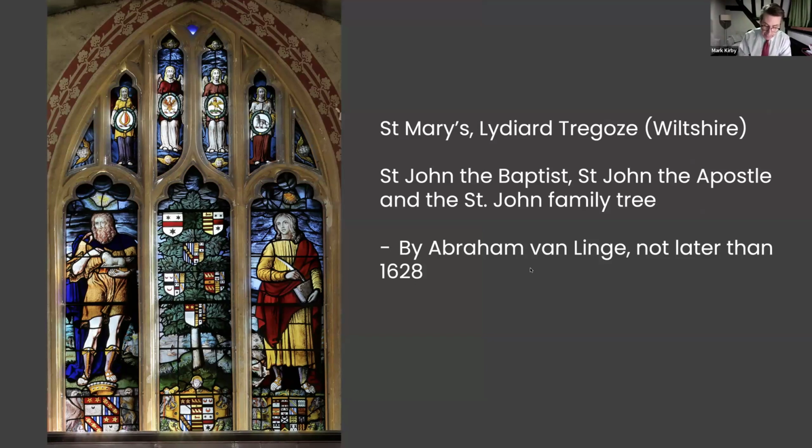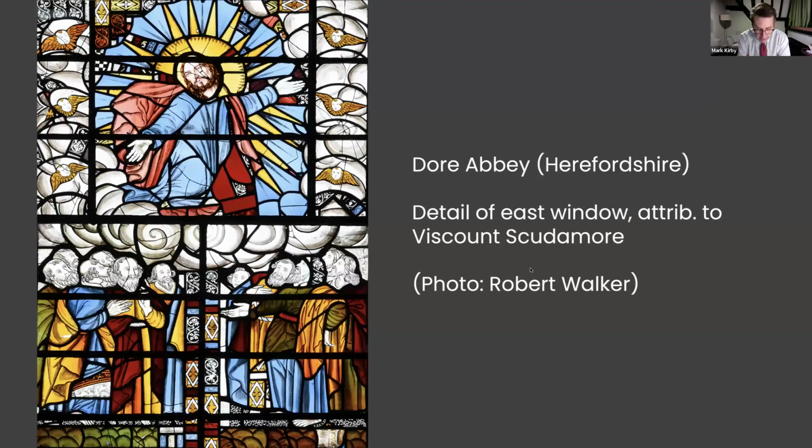In another example, Viscount Scudamore installed two almost identical sets of designs of glass, first at the parish church in Salac in 1630, and then at Dore Abbey in 1632 to 34. Both of these are in Herefordshire. Robert Walker has studied these windows, and he argues that they are probably painted by Scudamore himself. And I think if you look at the artistry, perhaps I would best describe it as naive and enthusiastic, but it is definitely not great artistry.